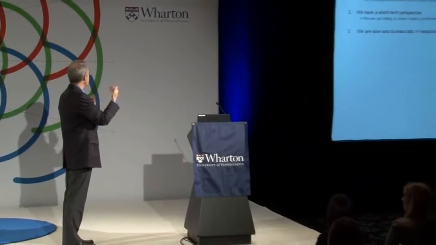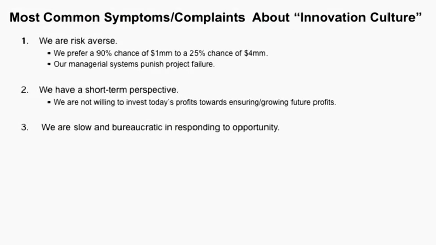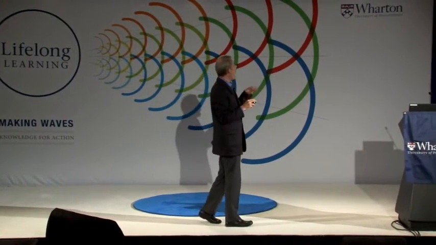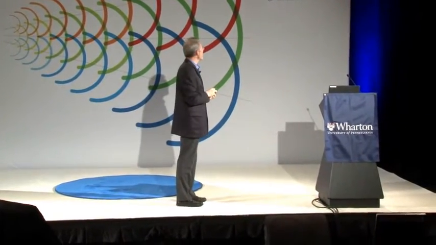And then the last that you hear a lot is we're slow and bureaucratic. You know, we're optimized around running the machine, and it's very hard for us to be agile in terms of doing something other than running the machine, right? So we hear that a lot. I hear those a lot. I've heard versions of those from you, so hopefully that resonates with you.